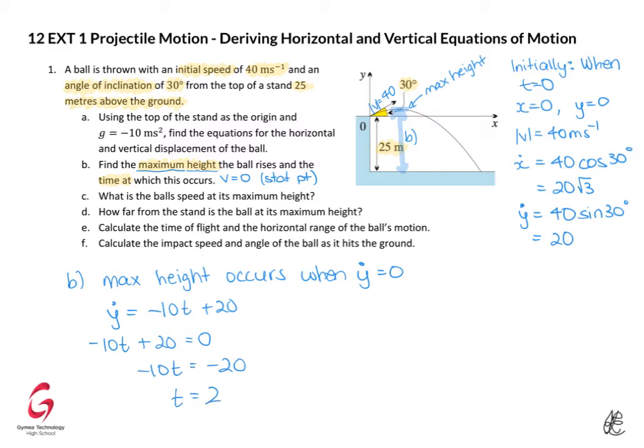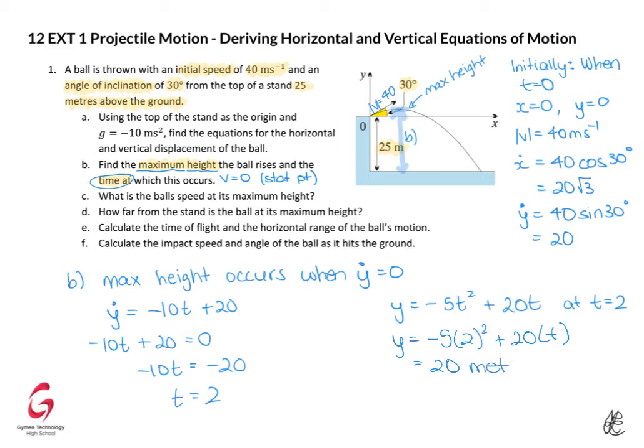So now that we've found this time, we can substitute that value back into our equation that we obtained for the vertical displacement of this ball. And now substituting that value of 2 into the equation, we get that the maximum height is 20 meters. So that's 20 meters above the stand.